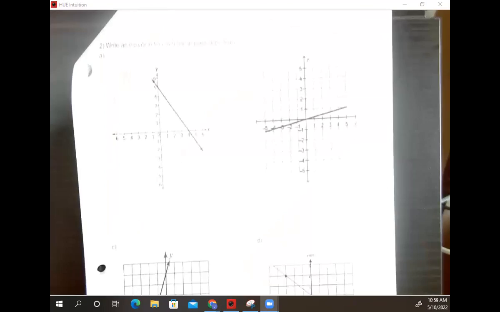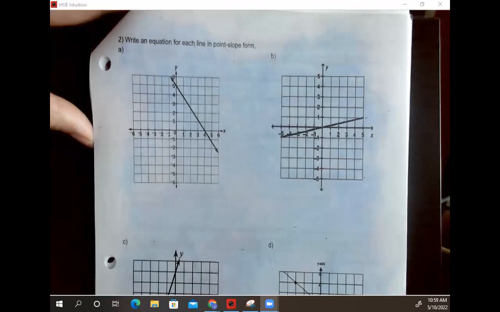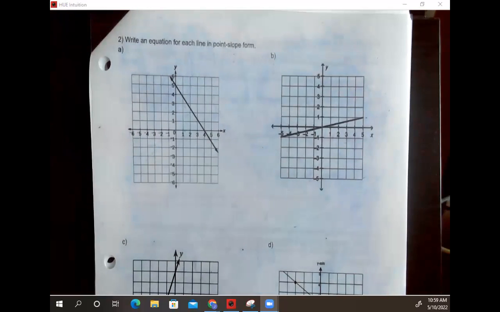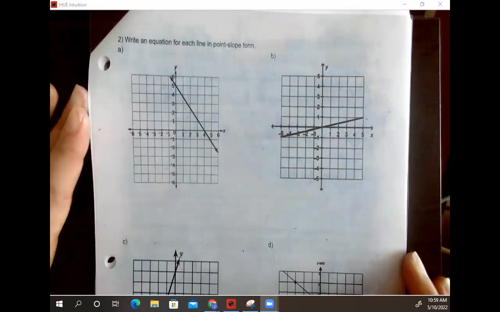Okay, the next thing that we're going to look at is writing the equation of a line using our point slope form. So what if I can't see the y-intercept? When we talked about using slope-intercept form, we identified the y-intercept from our graph and the slope. You might not always be able to clearly identify the y-intercept. So we're going to take a look at another option that we have, okay? Point slope form. So I'm going to write an equation for each of these lines in point slope form.